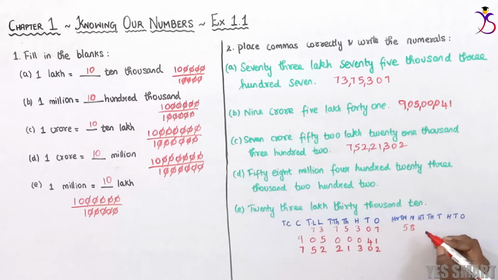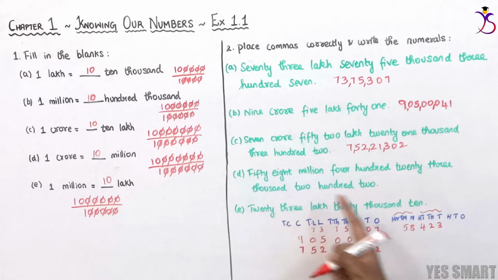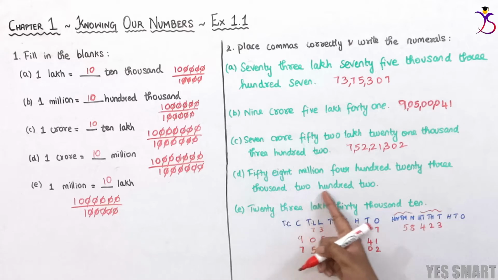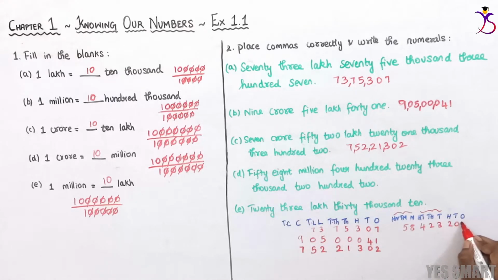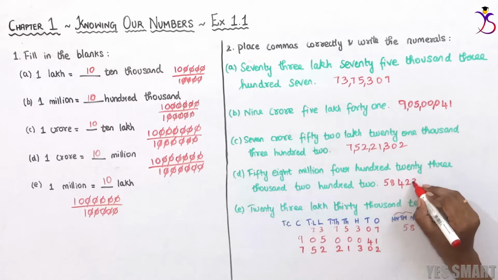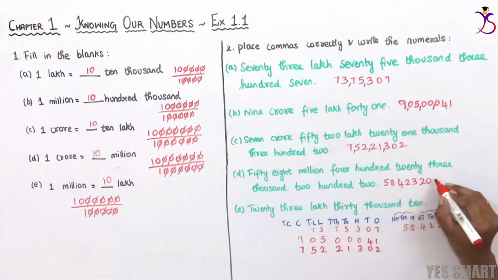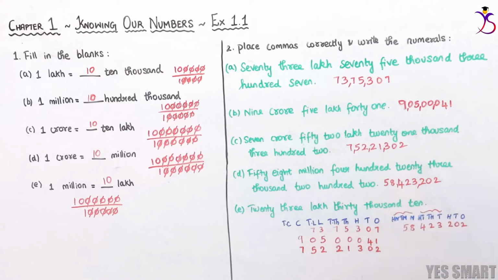58 million. So let's write 58 here. Then 423,000. So these three digits, 423, should be written in the place of thousands because it is 423,000. And finally, we have 202. Now let's write the final answer. So after three digits, we are supposed to place our commas because this is the international system.